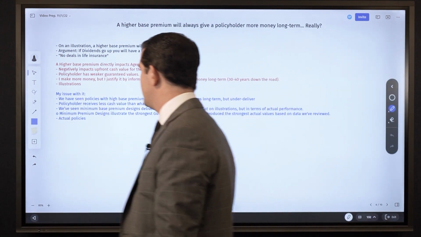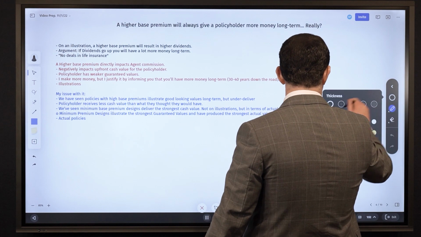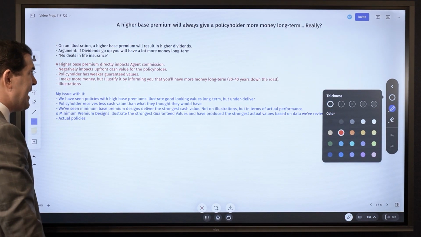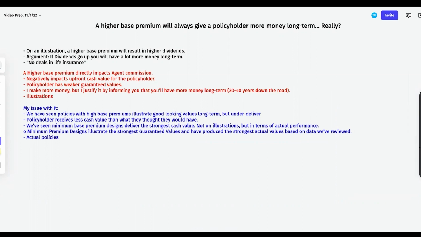However, here's an important piece to mention. Here's my issue with selling someone a policy that has a higher base premium based on the fact that they might have more money long term. Might is the key word. On that illustration, it looks like it. So we've seen policies, or I should say illustrations, with high base premiums illustrate great values long term, but then when reality hits, it underdelivers.